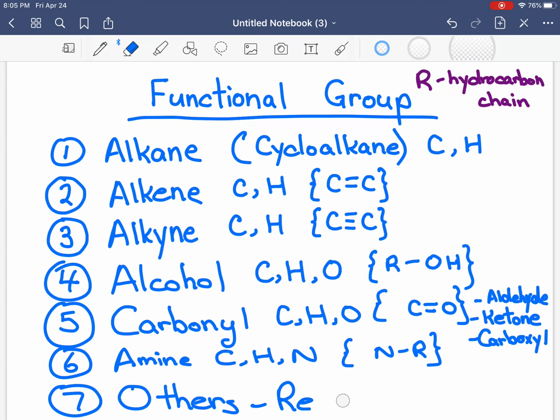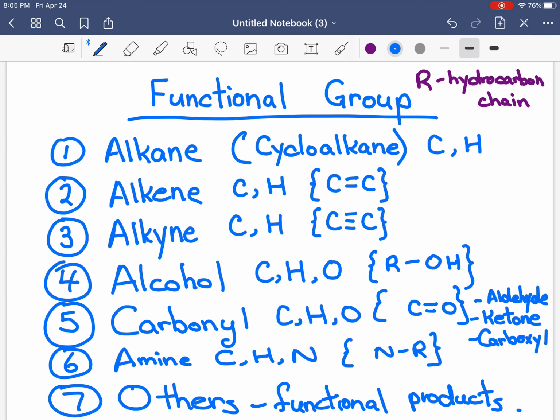Should I call it reaction? No, I should call it functional products. Okay? Functional products. Like ester, like ether, like amide, like anhydride. These are all functional products. And that's when we will get to that, whenever we start doing reactions of alcohol. But in the meantime, we're going to concentrate on these guys in terms of how to name them.